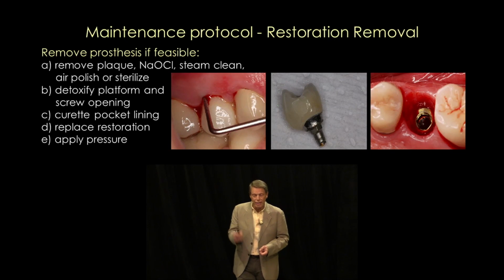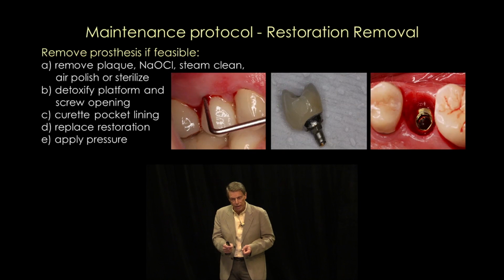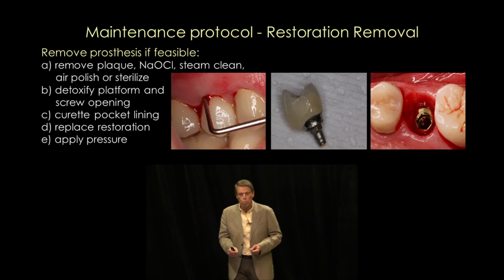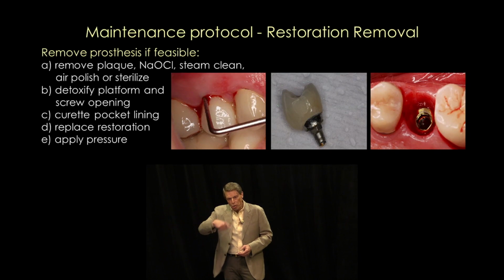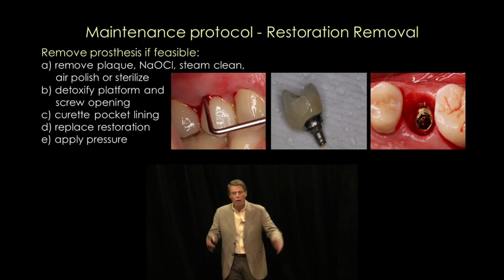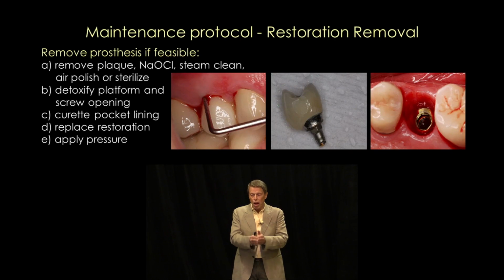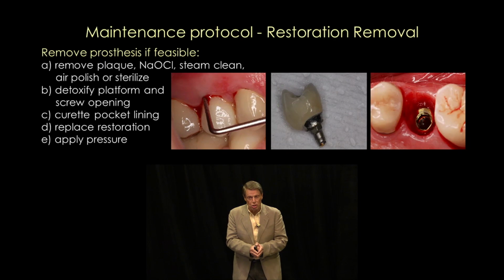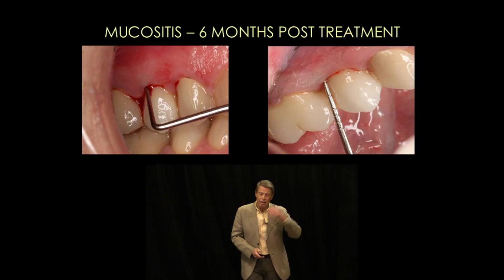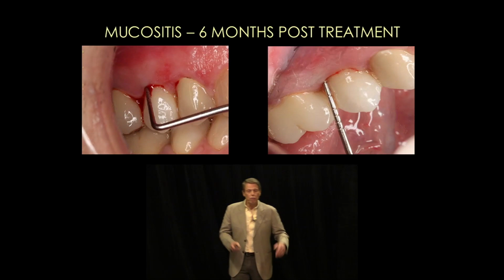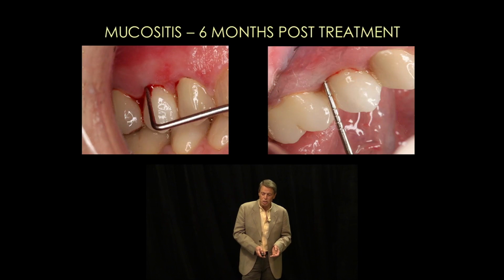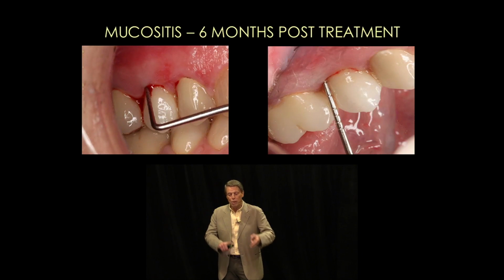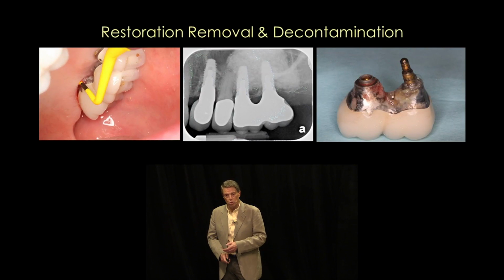You can detoxify, take a cotton pellet with sodium hypochlorite on it, and burnish the screw access opening, the platform of the implant, and the underside of the restoration. Then gently curette the pocket lining to remove any inflamed tissue, replace the restoration, and again apply pressure for 1 minute continuously. Send the patient home and evaluate again to see how things look in 9 months. So if you take a look at this slide, you can see this original case that we were looking at. You can see what it looked like originally, and you can see how the bleeding upon probing and the inflammation in the pocket depth has been reduced at 6 months.